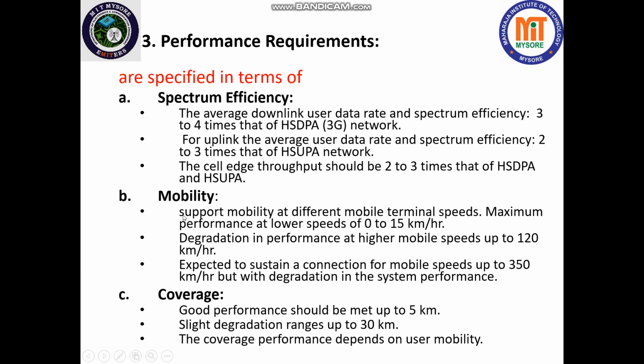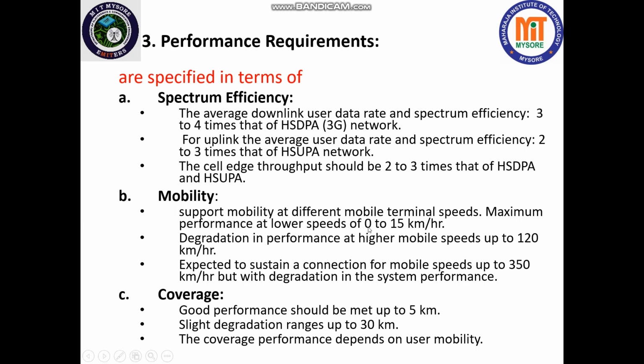Next is mobility. Mobility means when you move from one place to another, say you are moving on a bike, your call should not cut, correct. You will be talking with your friend, but you want the signal strength to be the same throughout your conversation, correct. That is called mobility. When your user equipment is in mobility, what should be the performance of the network, okay.